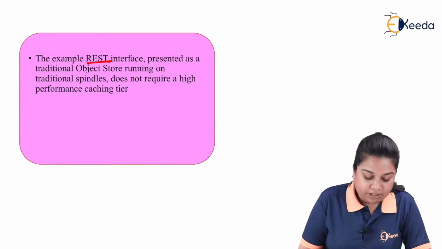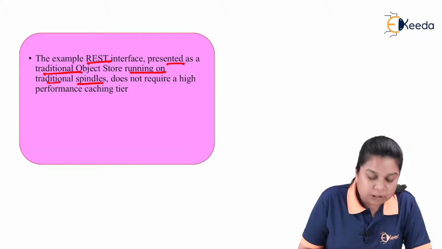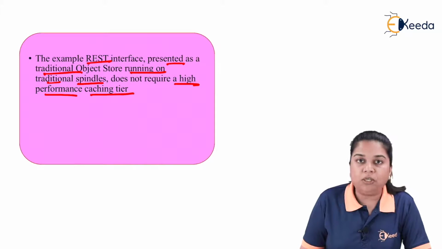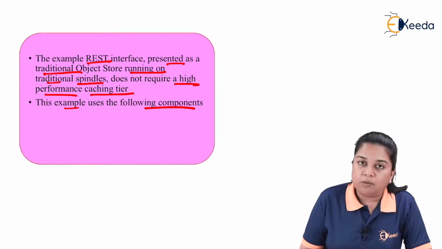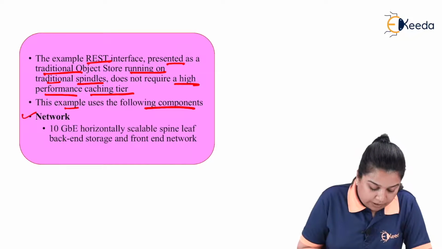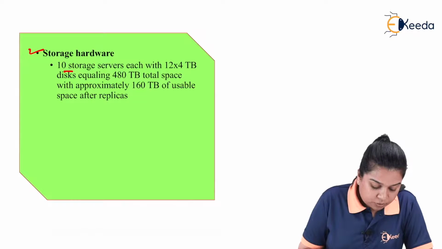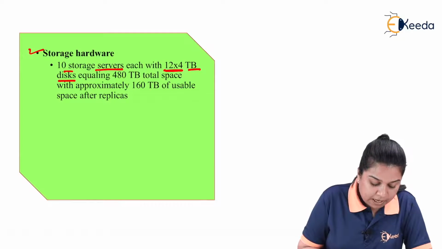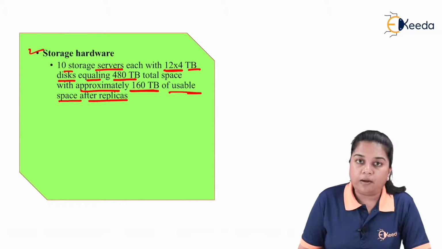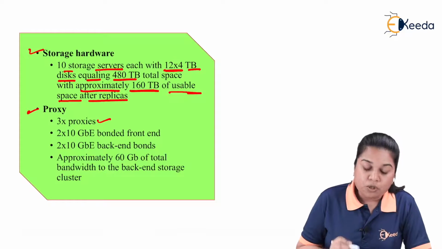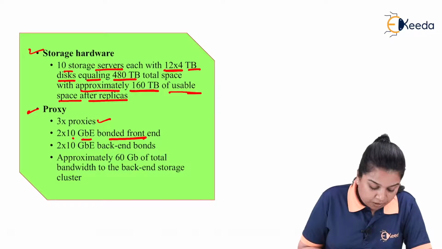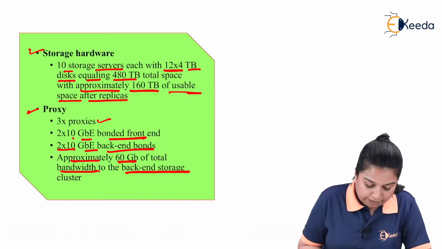The example REST interface presented as a traditional object store running on traditional spindles does not require a high performance caching tier. The example uses the following components. First one, network: 10 GbE horizontally scalable spine-leaf backend storage and front-end network. Then storage hardware: 10 storage servers each with 12 x 4 TB disks equaling 480 TB total space, with approximately 160 TB of usable space after replicas. Then proxy: 3x proxies, 2x 10 GbE bonded frontend, 2x 10 GbE backend bonds, approximately 60 GB of total bandwidth to the backend storage cluster.